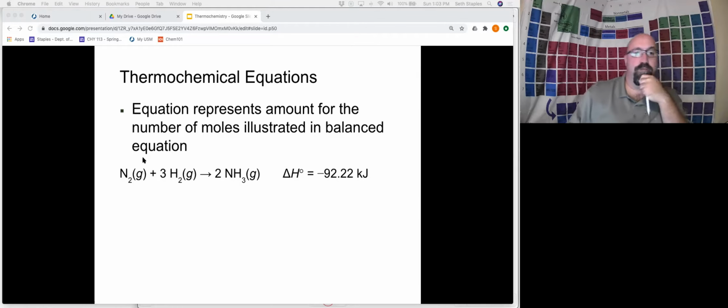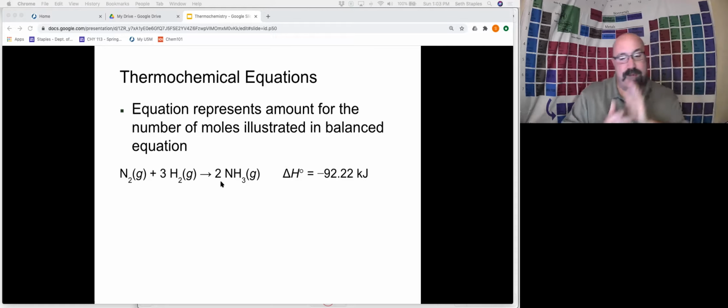And so, for instance, we see a different equation here. So here's our formation of ammonia. We have our balanced chemical equation. We have a delta H value for that. We can see that it's exothermic. It's going to release energy. But this 92.22 would depend on having 1 mole of N2, 3 moles of H2, and 2 moles of NH3.